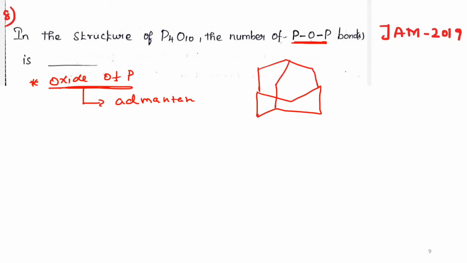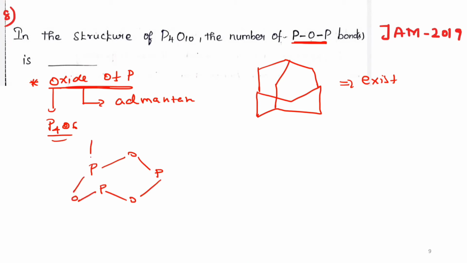Always the oxide of phosphorus can exist in this form. Now this is P4O10, right? What is the general unit for oxide of phosphorus? That is P4O6. First draw P4O6: the phosphorus, here oxygen, here phosphorus, here oxygen, here phosphorus, here oxygen. Now this adamantane: phosphorus, here oxygen, then here oxygen. This is 1, 2, 3, 4. This is P4O6. How to convert P4O6 to P4O10?